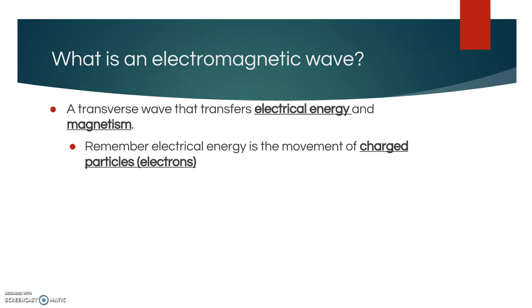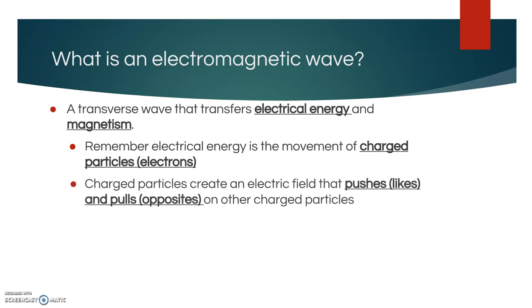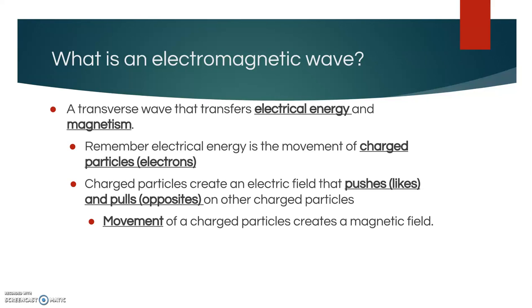Now don't forget that electrons are just a small subparticle in an atom that have a negative charge. So since they have a negative charge, when they come into contact with other negatives, they might push them away, or if they come into contact with something that has a positive charge, they're going to pull that towards it. So charged particles create an electric field that pushes and pulls on other charged particles. And so that movement of charged particles creates a magnetic field.